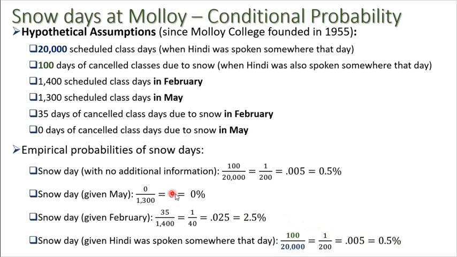So we could see in the 3 cases, in one case, the conditional probability went down. That was when we were in May. In the other case, it went up when we were in February, from 0.5% to 2.5%. And in this last case, where the information we were given was independent, it gave us no extra insight as to whether we were more likely to have a snow day or not. It remained the same at 0.5%.